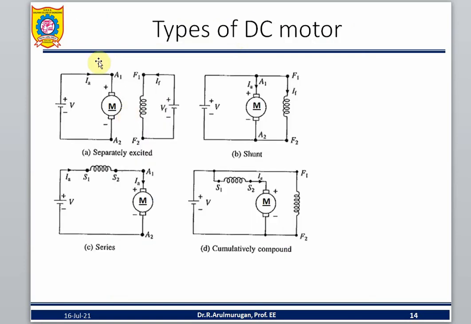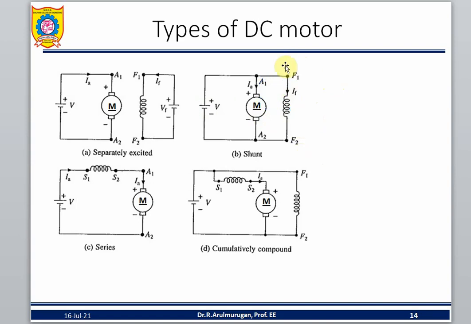Then the diagram types: separately excited, and this is self-excited. Yesterday I gave you one small example. A father is giving 10 chocolates; the boy took 6 and the girl took 4, then they fight each other. Similarly, the armature coil flux and field coil flux interact. If they interact, one side is strengthened and one side is weakened, then torque takes place from weakened flux to strengthened flux.